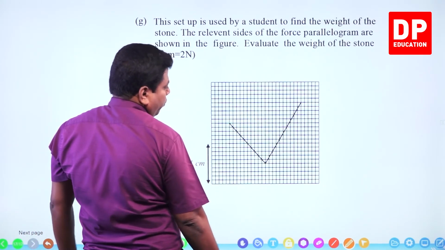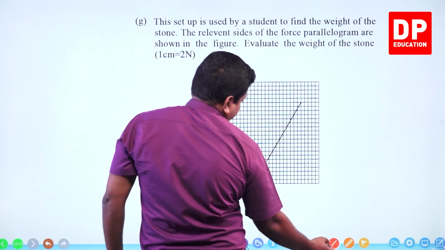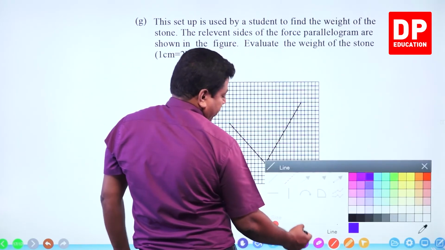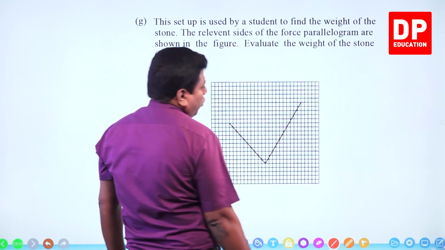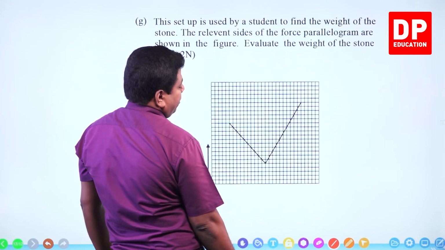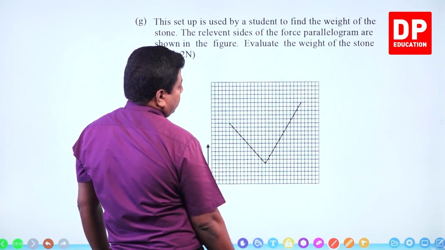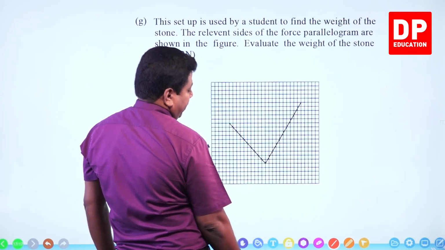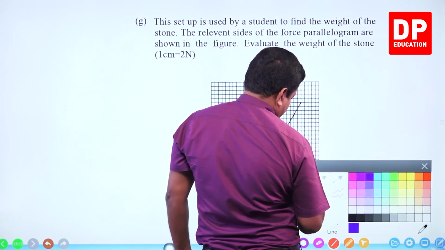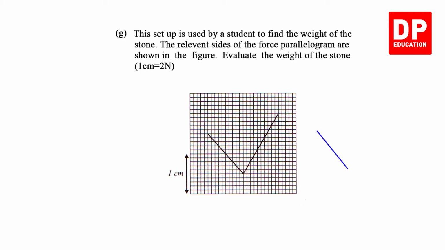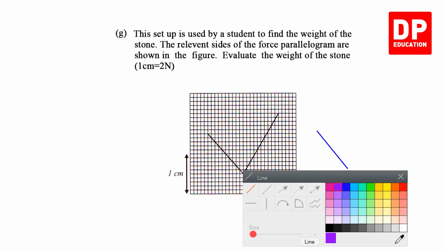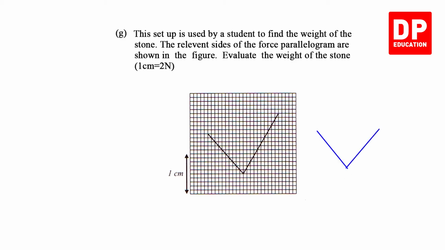So, what should we do? We must complete the parallelogram. Right. So, how do we complete the parallelogram? Now, if we are using the ruler, then look at this. Many students don't know how to complete a parallelogram. Look at this. This is the other side of the parallelogram.